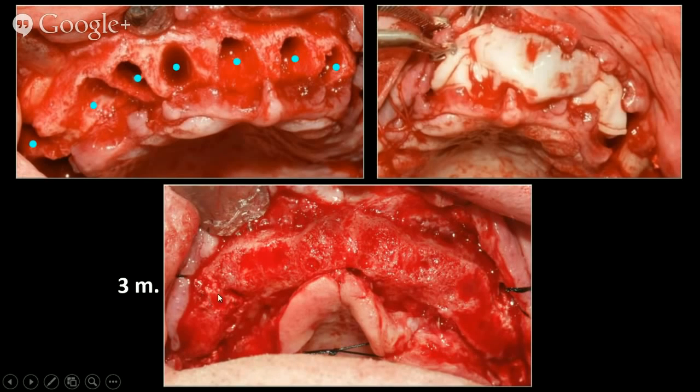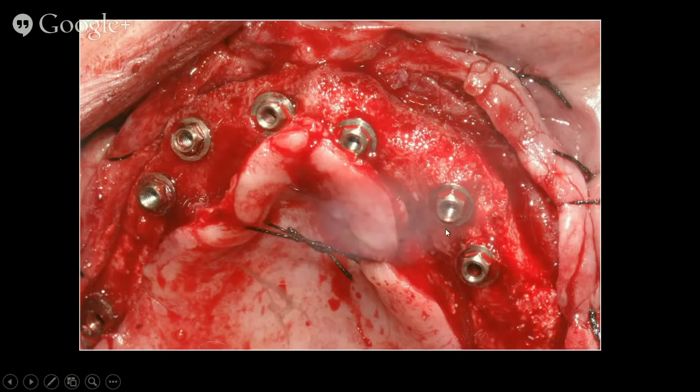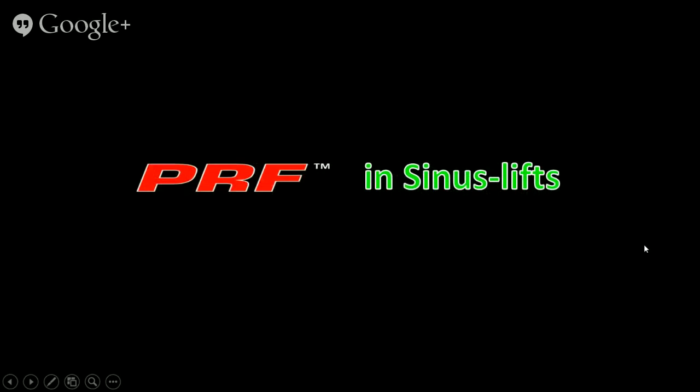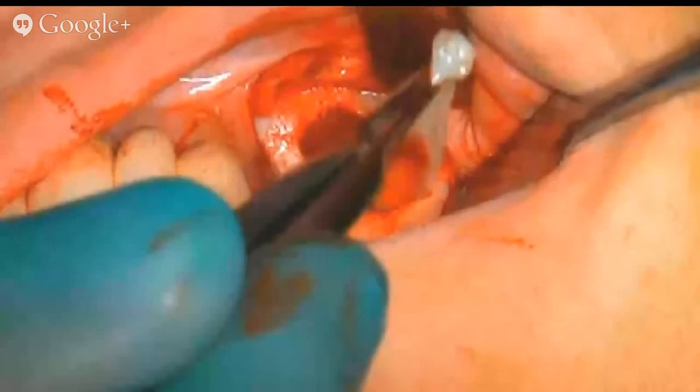It's a full natural bone. And then we can put the implant in a vital bone. The essential is to get a vital bone into the socket, and then the implant will be placed in this kind of bone. We can use the PRF in sinus lift.